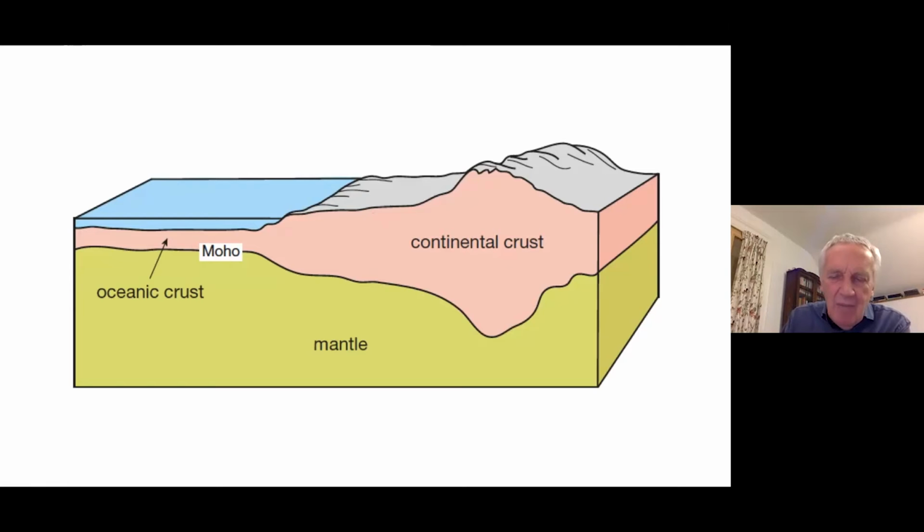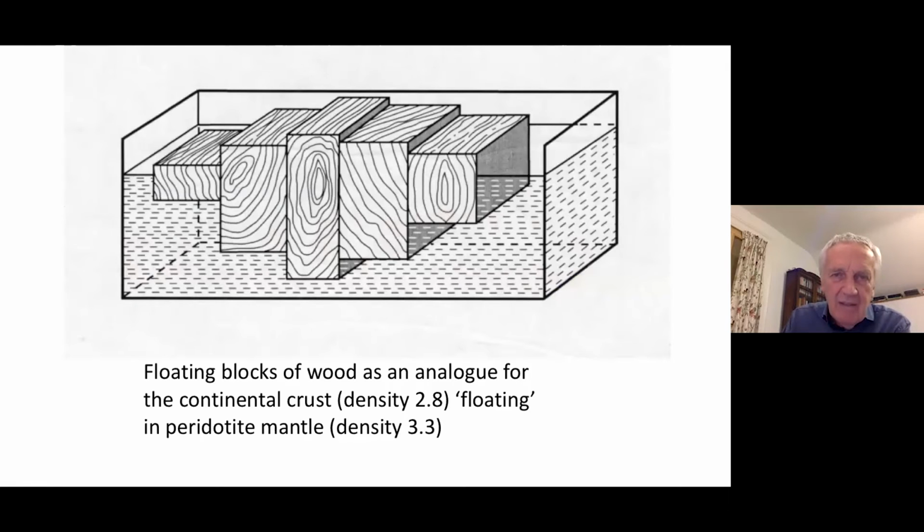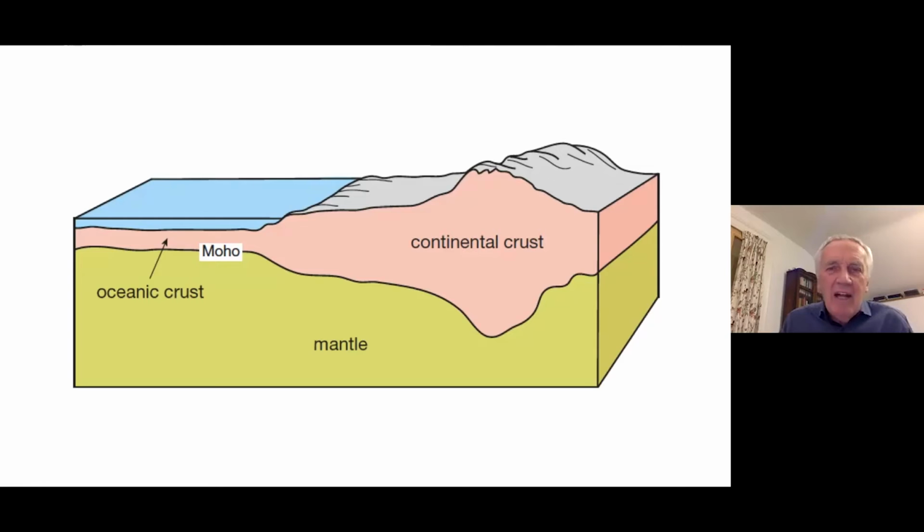Going to that same little model I showed you before of floating wood blocks, here you can imagine the continental crust, which is less dense than the mantle, floating like those blocks. And where it's very thin, the surface is at the lowest point of all, so low, in fact, that the ocean water floods in and covers it over.